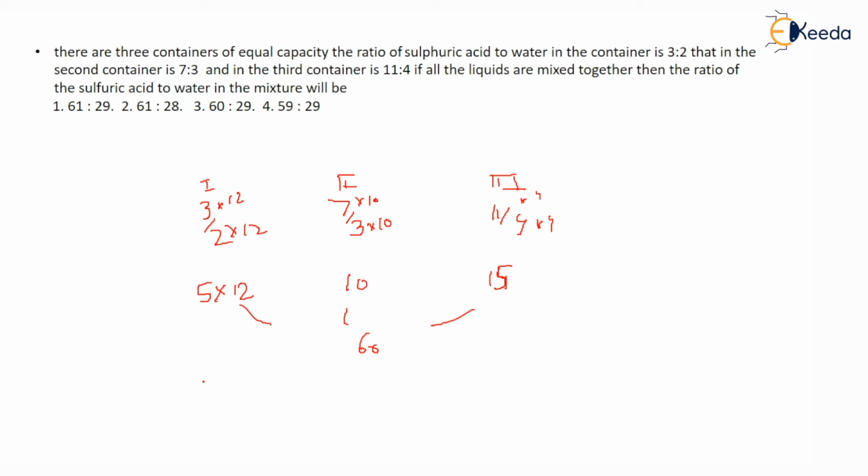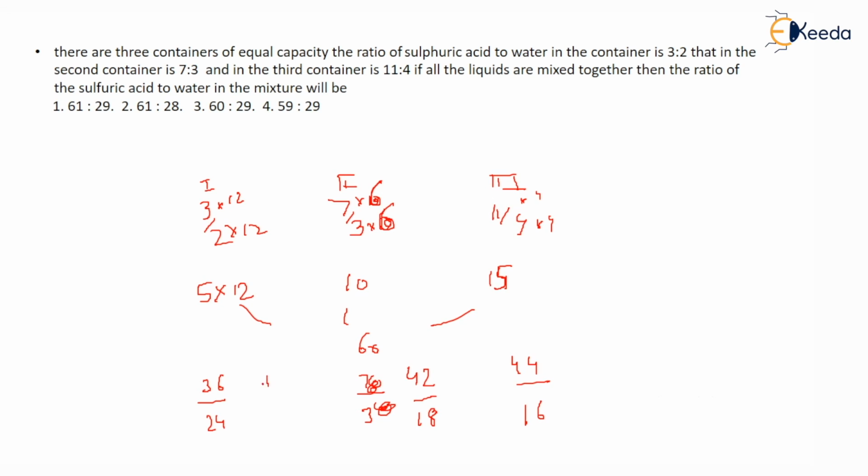After doing this, it comes out to be 36 liters of sulfuric acid and 24 liters of water, right? Then the second is 7 by 3, so you multiply it by 6. So 7 into 6 comes out to be 42, 42 by 18 liters. And the third quantity comes out to be 11 into 4, that is 44, 44 upon 16, right?